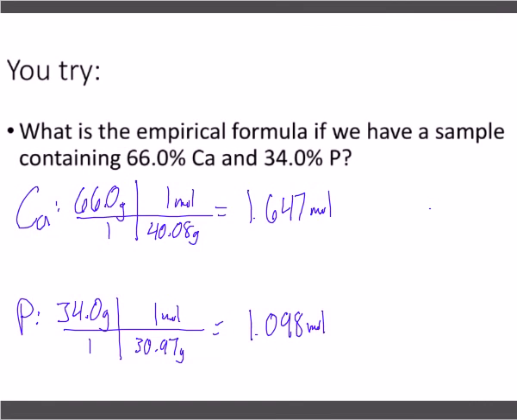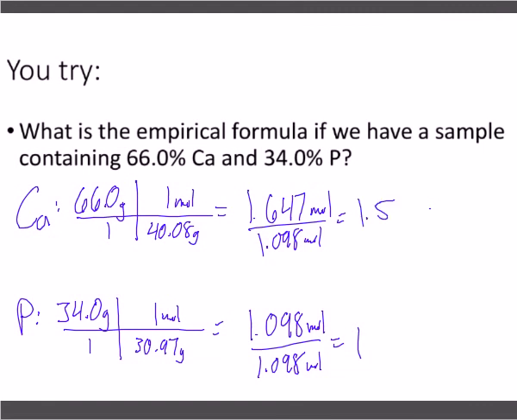This is not really a legitimate ratio. This would just be a ratio of masses. Remember, we already said that you can't compare mass from one element to another because they have different size atoms. So divide by the smallest, which is going to be 1.098 moles. This is going to be about what for calcium?